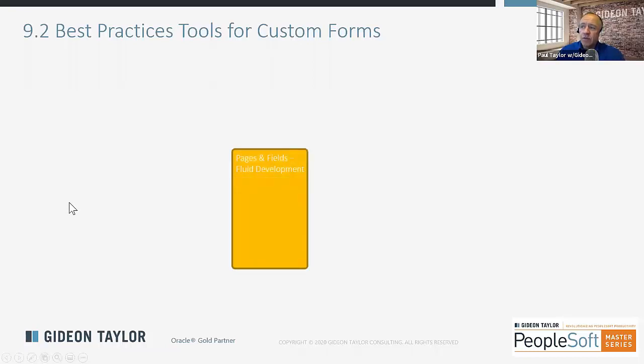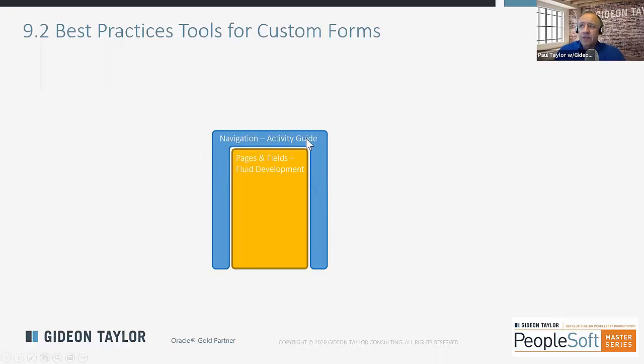So here's a quick overview of how the 5 that we are covering go together. Using 9.2 tools, building fluid pages to put the fields on the pages. Fluid development is how we would do that. Around that, we have the navigation that we're going to be providing. That should be done in an activity guide. That's the best way to get a guided look and feel for the end user using delivered 9.2 tools.